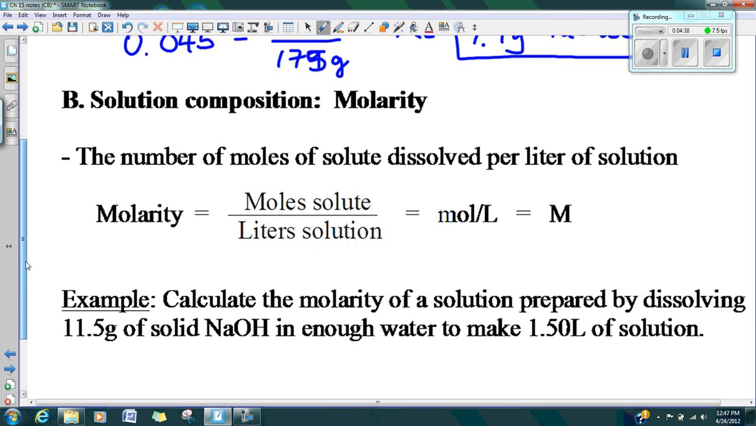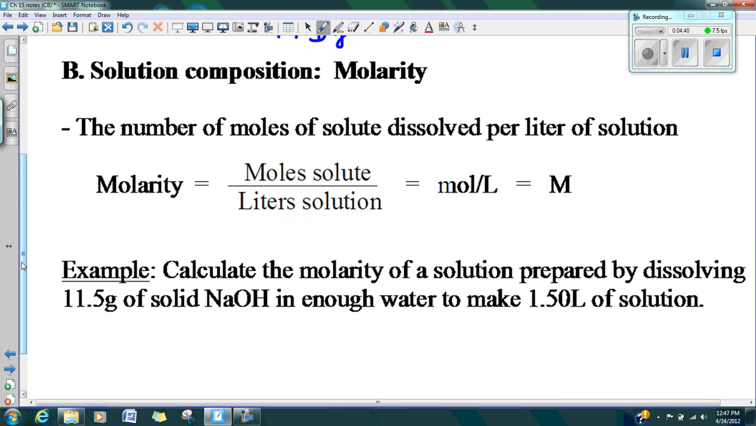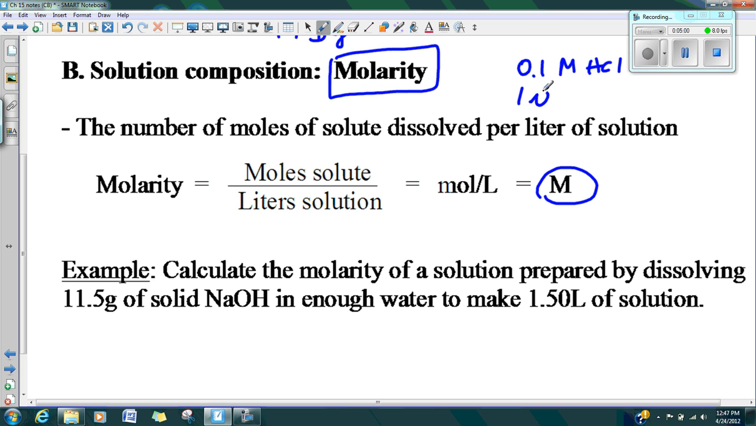All right, the second part, hopefully we can change some gears here and take a look at the solution composition in terms of molarity. Now, back in lab, you guys have seen this millions of times. Many of you asked me, what is that capital M for? You've seen on a hydrochloric acid where maybe I wrote down 0.1 with a big M HCl, or maybe it said 1.0 molar HCl. So now we get to finally figure out what that mystery capital M has been all year long. So we have the number of moles of solute dissolved per liter of solution. So our molarity is equal to moles of solute divided by liters of solution.